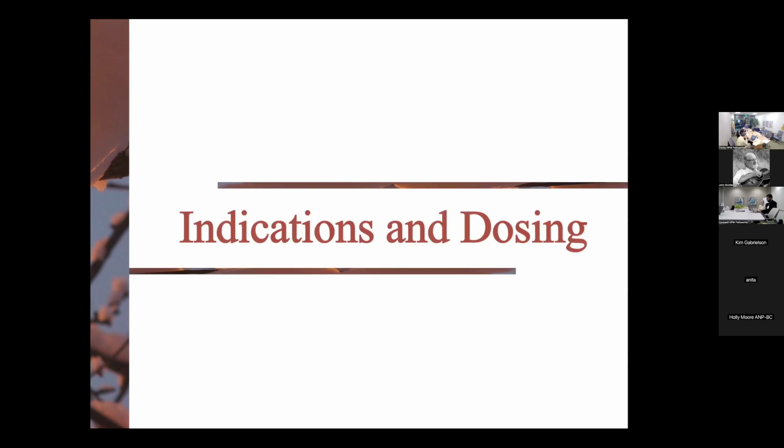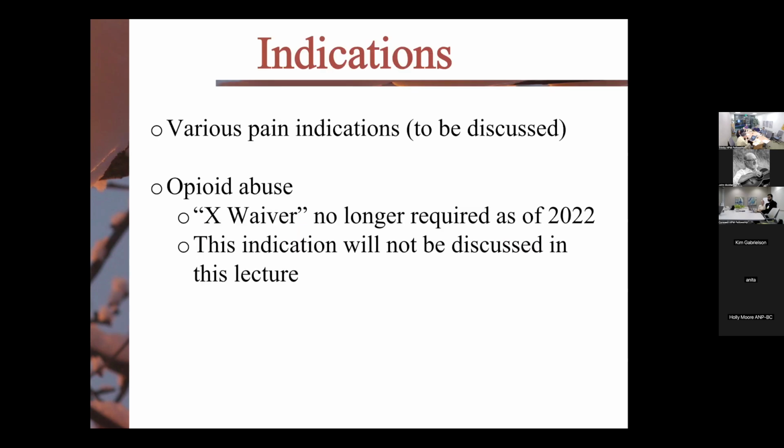So let's talk about indications and dosing. We'll talk about various pain indications, but again, it's used a lot in opiate misuse and overuse. Up until 2022 or so, you needed that X waiver, or that special license on your controlled substance DEA license, in order to prescribe buprenorphine for opiate abuse withdrawal or opiate misuse or abuse. But we're not going to talk so much about this indication in this lecture, as previously stated.